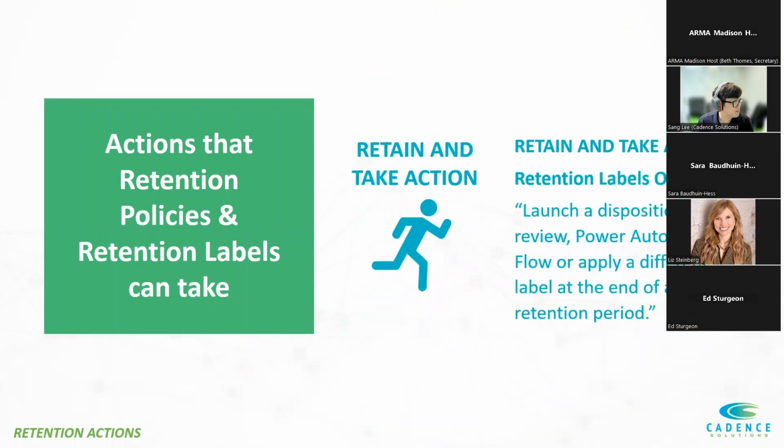Now, the main thing that we want to use for our retention labels is to actually retain and take action. So retain for a certain amount of time, let's say 3 years, 5 years, 7 years, whatever your organization's retention schedule requires. After the retention period, we take action, as in we launch an out-of-the-box disposition review, or we apply a different label at the end of the period.